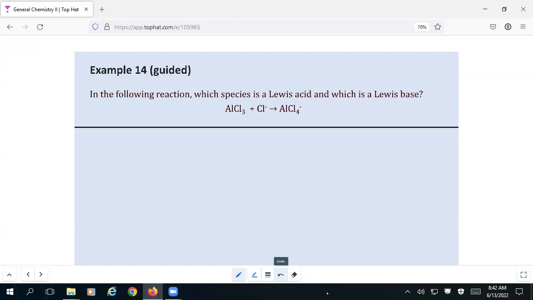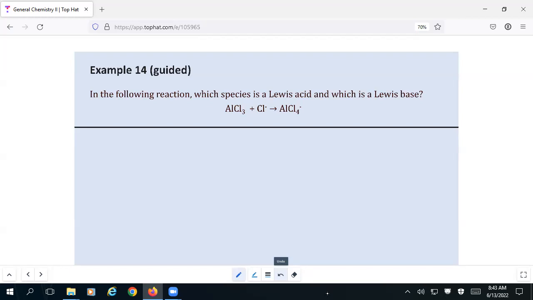And one of the places where we see this kind of application the most commonly is in the formation of complexes. Complexes are a great application of Lewis theory for acids and bases, which doesn't necessarily explain pH so much, but it does explain why the complexes form in the first place.